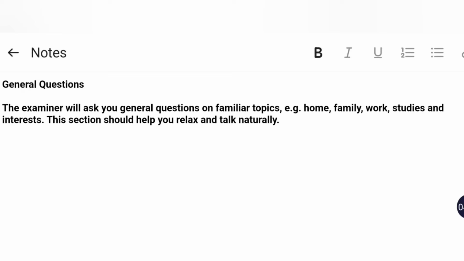As you can easily see, these are questions directly related to you. You don't need to make up answers because these are things related to you directly. For example, if the examiner asks you to tell me about your home, which part of your house you like the most, or, given a chance to make some changes, what part of your house would you like to change? So these are natural questions.